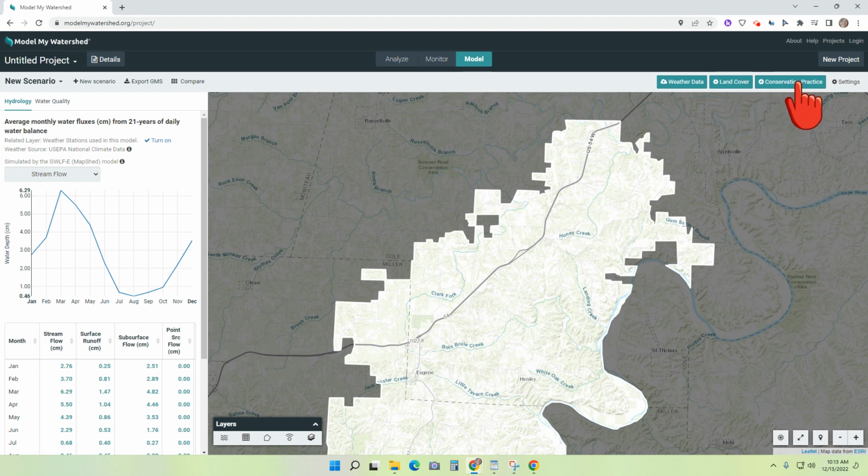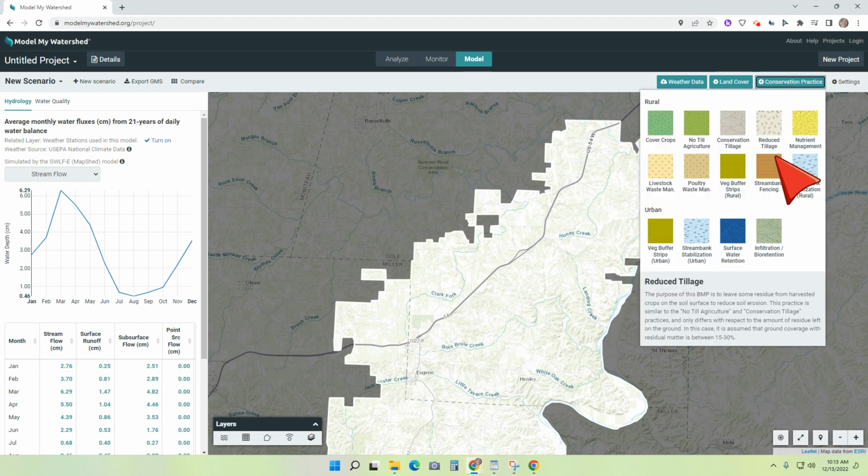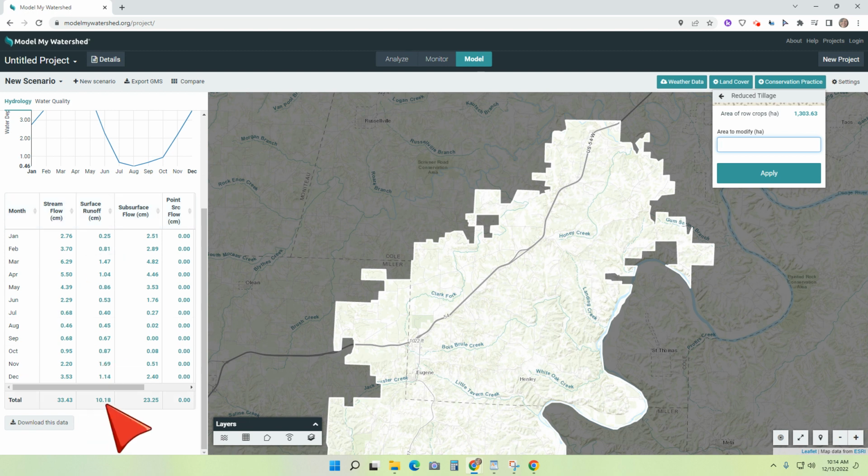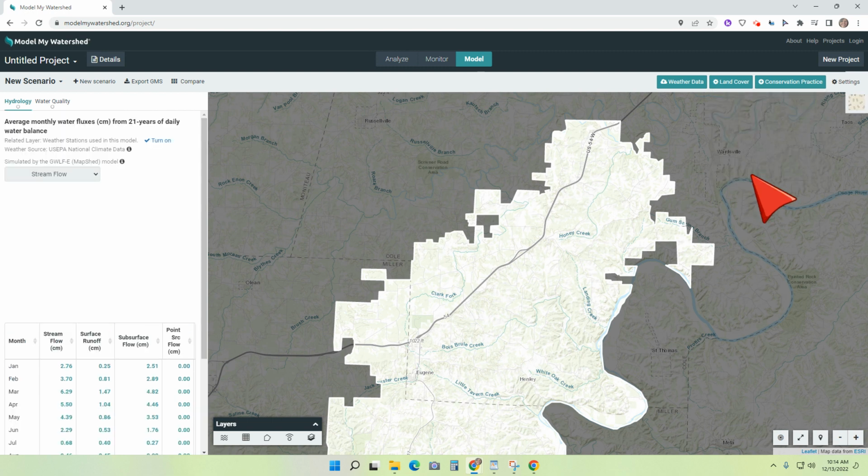We can look at conservation practices, and this is where it can get a little interesting. If we look at conservation practices, let's say we reduce tillage, we can see that there are 1,330 hectares of row crop. What if we change that? So before we go changing things, let's look. Our surface runoff is 10.8 centimeters, okay, with no changes. If we modify that to 1,000 hectares of reduced tillage, so we convince farmers to use a more regenerative practice, we maybe subsidize them, whatever it would take, let's look and see how that changes our surface runoff.